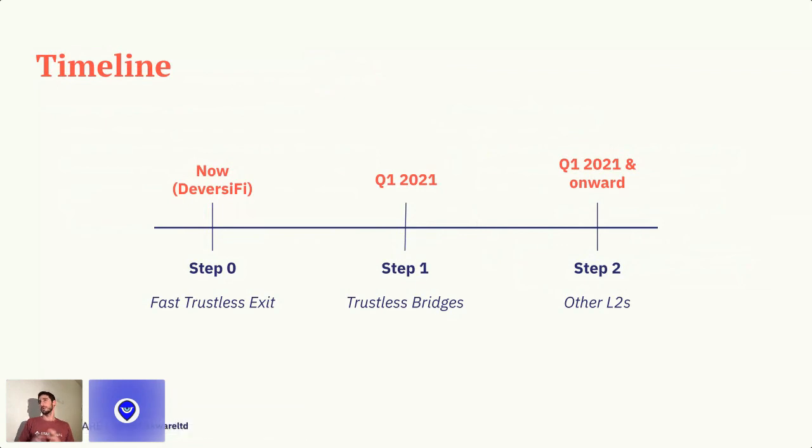So just talking about timeline, step 0, which we described as fast trustless exit and also interaction with Ethereum, is ready now and will be deployed in the coming version of DiversiFi in the coming weeks, and will also be included in the deployments of Immutable, dYdX, and Paraswap. Step 1 will be shipped in the next version of StarkEx, which is pretty close. It will be in Q1 of next year.